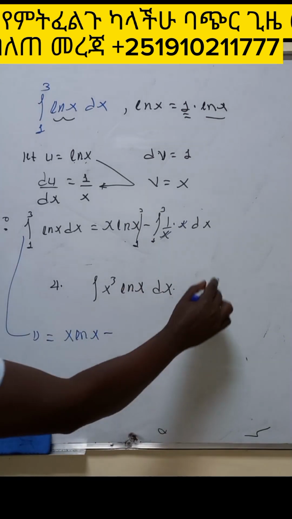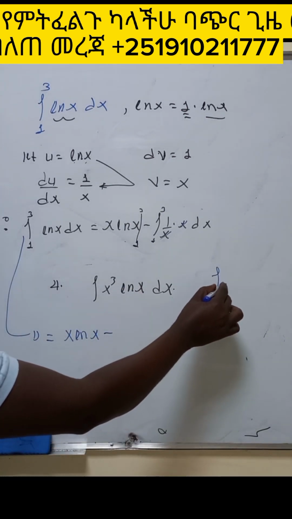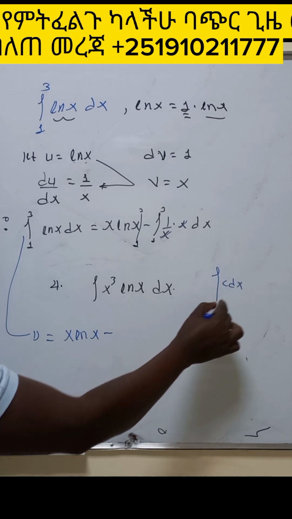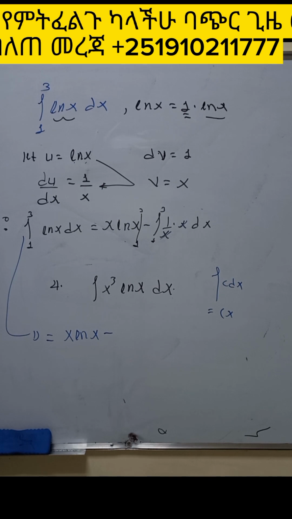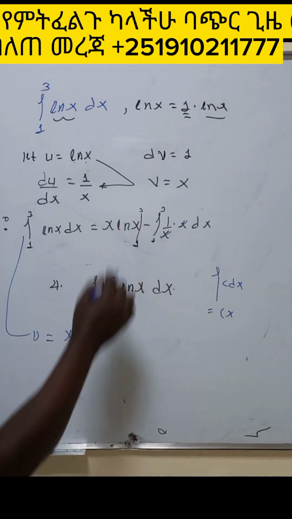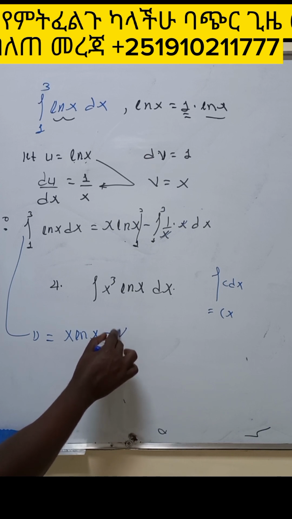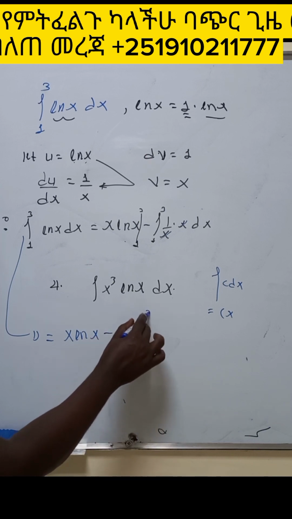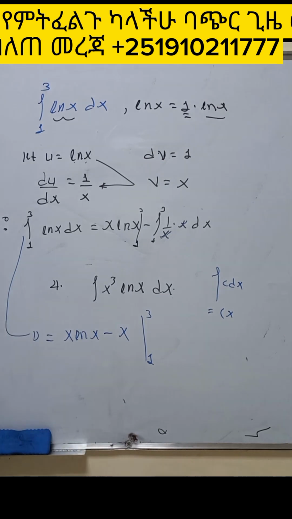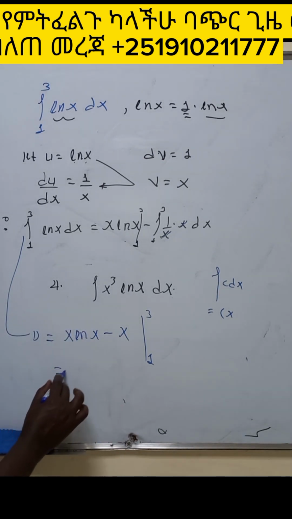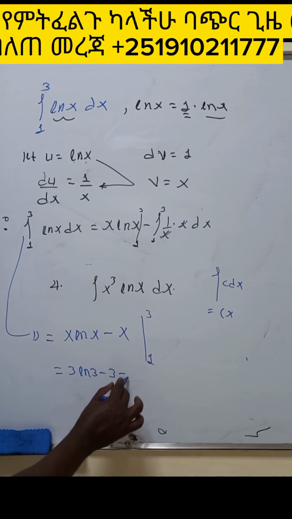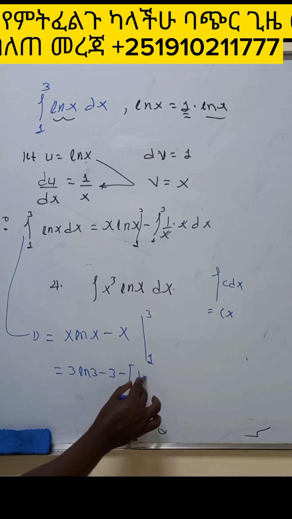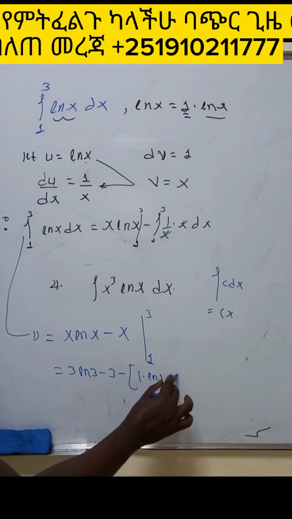As we know, the integral of c dx is always given by cx. The integral of any constant is c times x. C is already 1, so that's going to be x. So the integral of this is obviously x, which is evaluated from 1 to 3. Then first I have to substitute 3 in place of x: 3 ln of 3 minus 3, minus, open the bracket, 1 times ln of 1 minus 1.